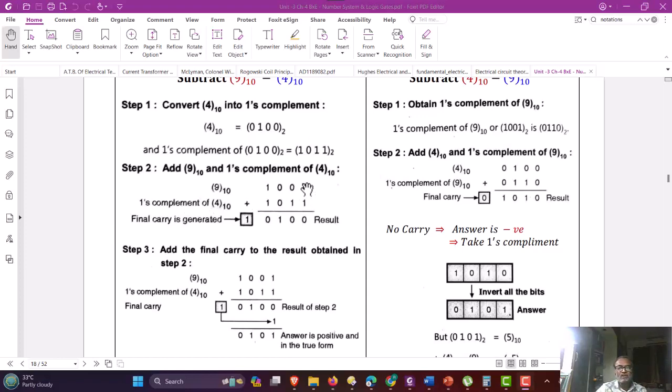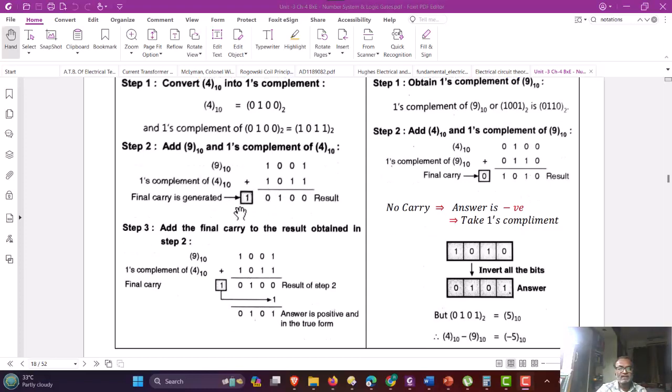Now we will do column by column addition. 1 plus 1 is 0. 0 plus 1 is 0. 0 plus 0 is 0. 1 plus 1, the sum is 0 and carry 1. If carry is 1, then we have to add this carry back to the sum.